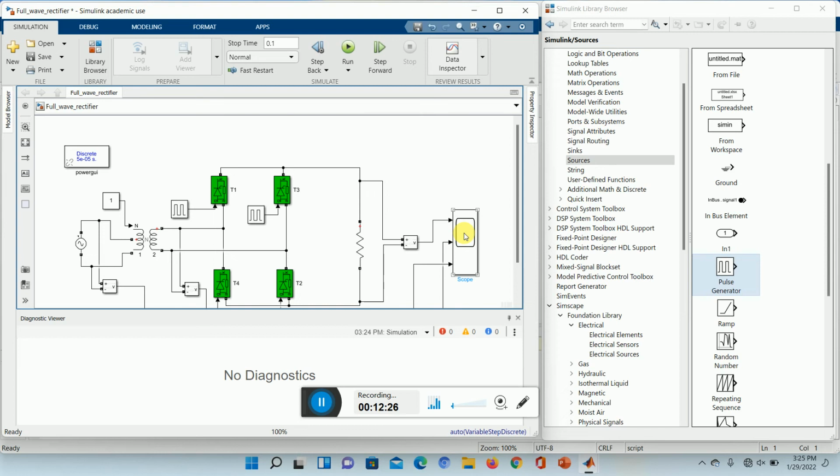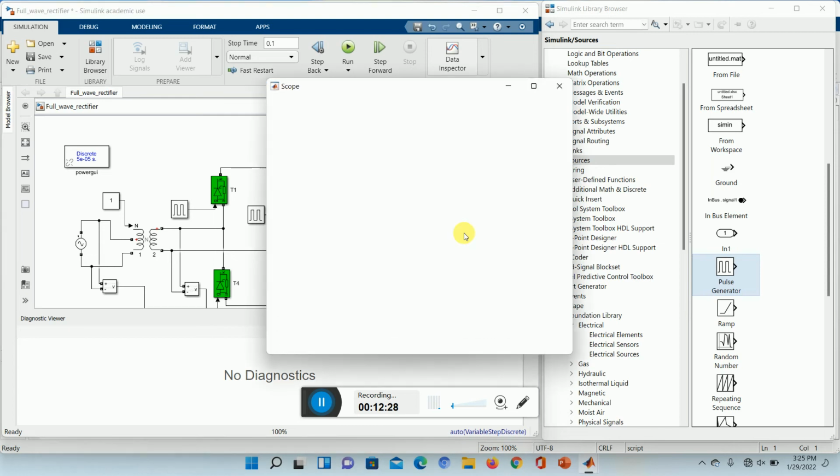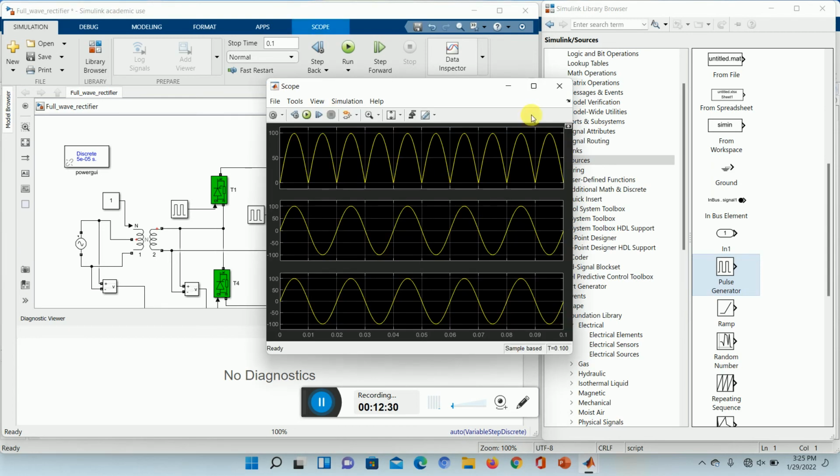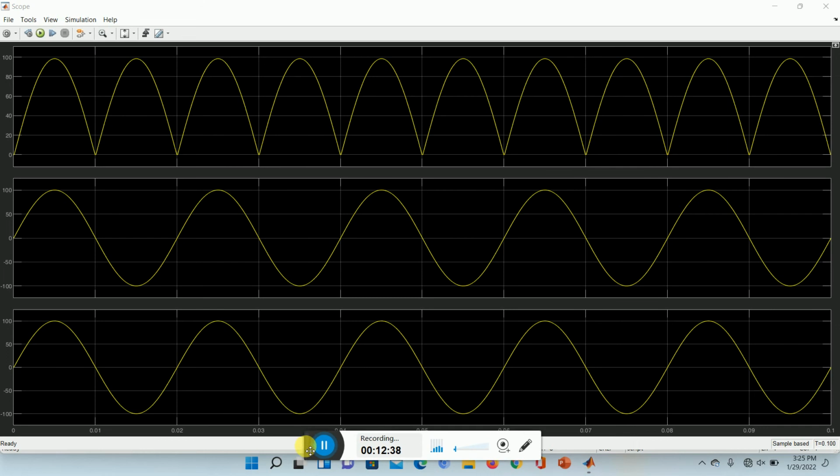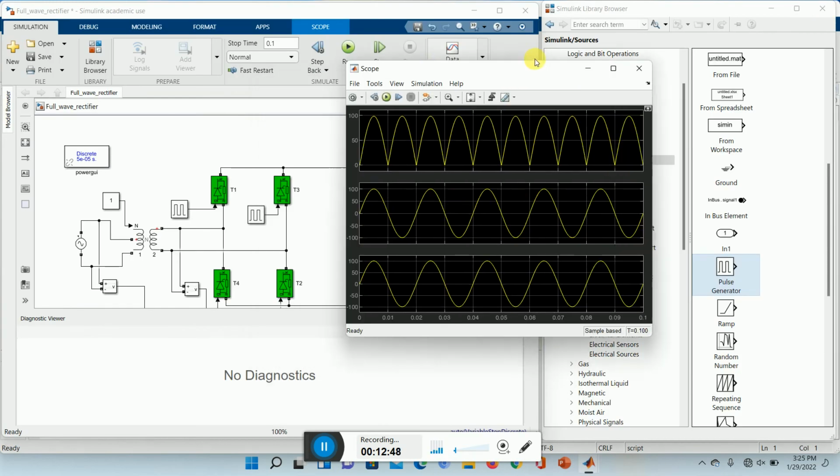So after that, double click on it, scope. Oh, great. So here we have the primary and the secondary, because the turns ratio is the same. So we are getting the primary and secondary the same, and in the output we are getting a full wave rectifier. So what else can we measure from here?